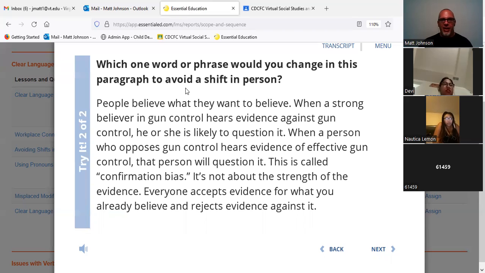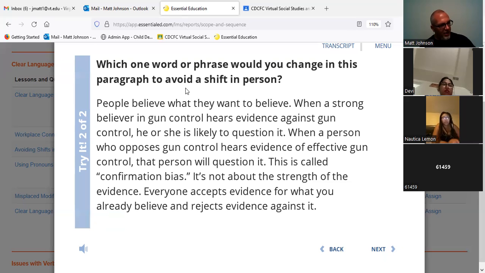When a strong believer in gun control hears evidence against gun control, he or she is likely to question it. When a person who opposes gun control hears evidence of effective gun control, that person will question it. This is called confirmation bias. It's not about the strength of the evidence. Everyone accepts evidence for what you already believe and rejects evidence against it.